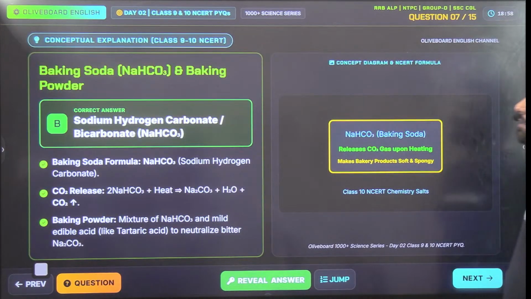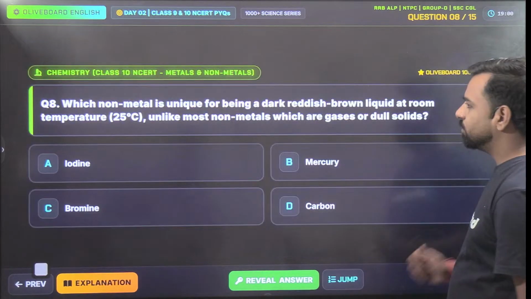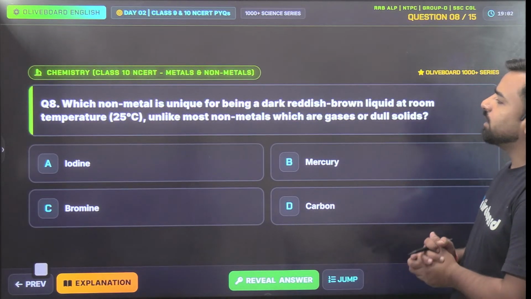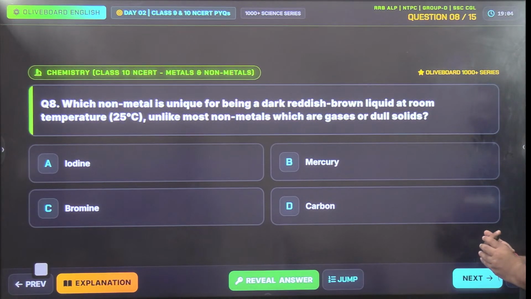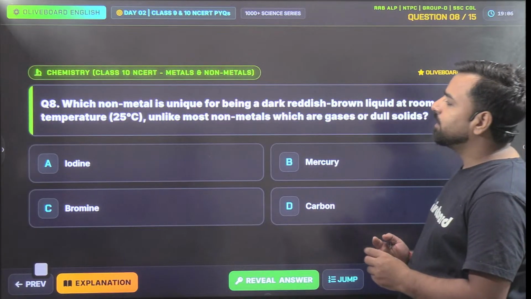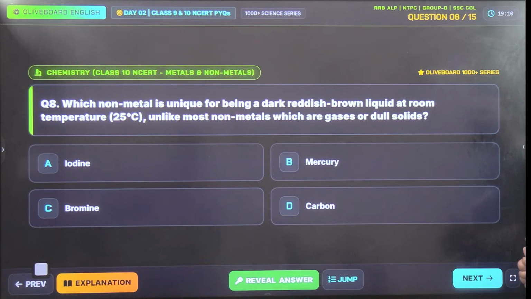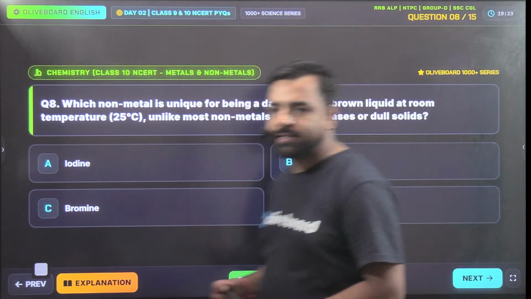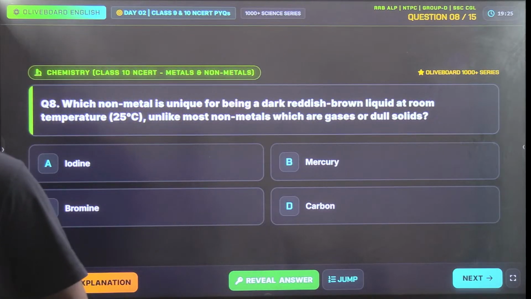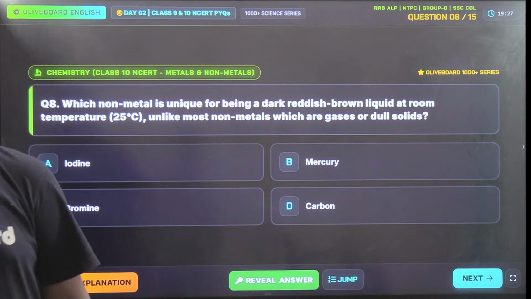Next. So that's a new question: which non-metal is unique for being a dark reddish brown liquid at room temperature, unlike most non-metals which are gases or dull solids? So what do you think should be the correct answer in this case? Guys, do not get confused with option number B. That's the suggestion. But you were confused. Ankita is going with C.